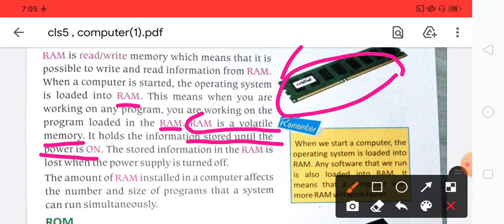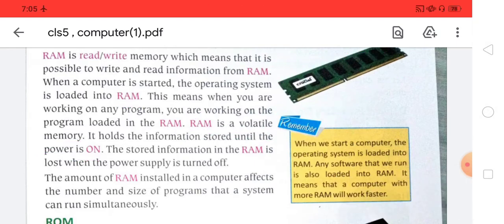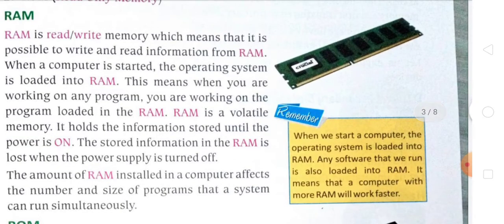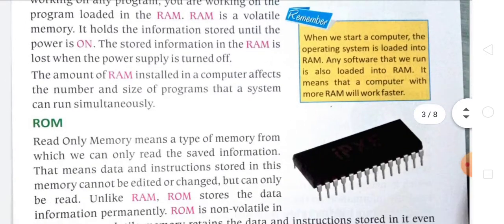The amount of RAM installed in a computer affects the number and size of programs that a system can run simultaneously. When we start a computer, the operating system is loaded into RAM, and any software that we run is loaded into RAM. It means that a computer with more RAM will work faster.